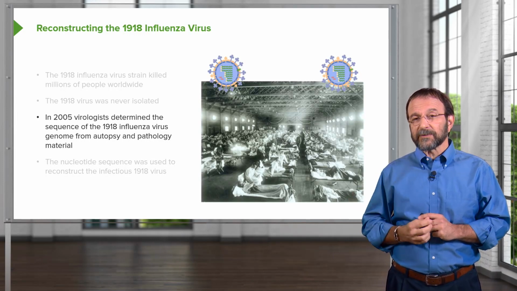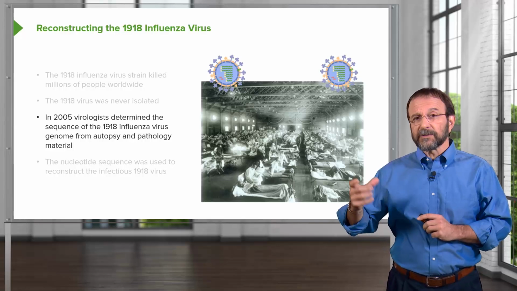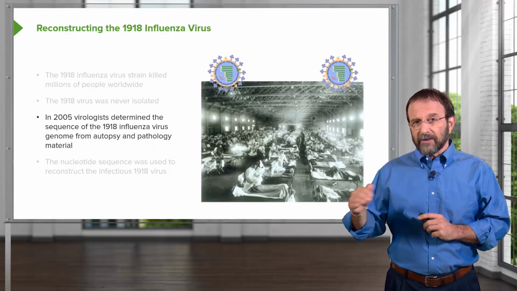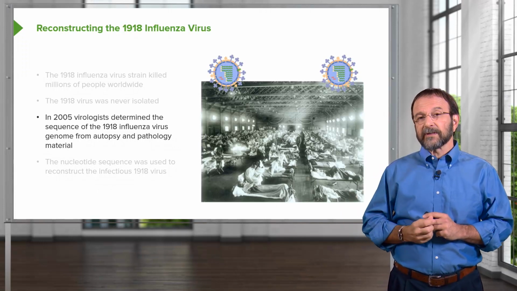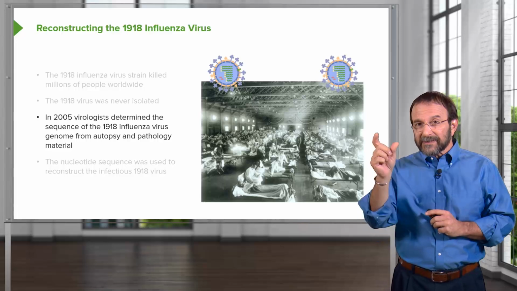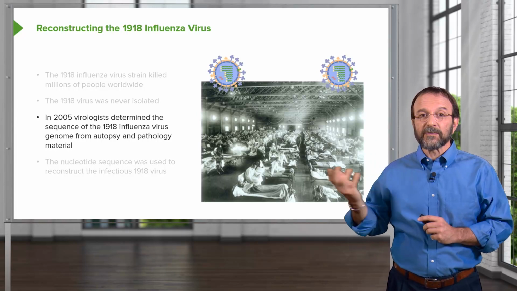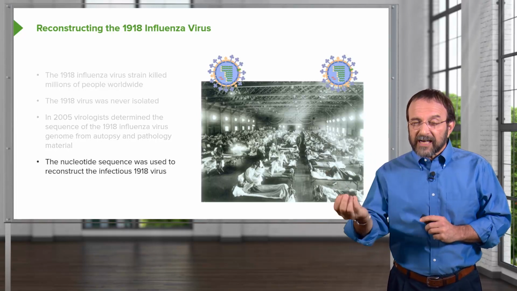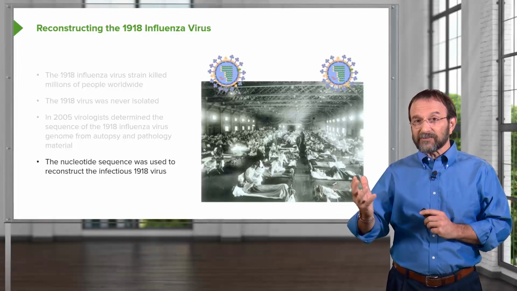They also got more sequence from pathology slides that had been prepared from Army recruits who had died of the infection. Their lungs had been sectioned and preserved and stored, and we could recover a little bit of sequence from that as well. So the sequence of all 8 segments was determined, it was built into DNA, and the virus was recovered. So we reconstructed the 1918 virus when we'd never had it before. We reconstructed it from the sequence.